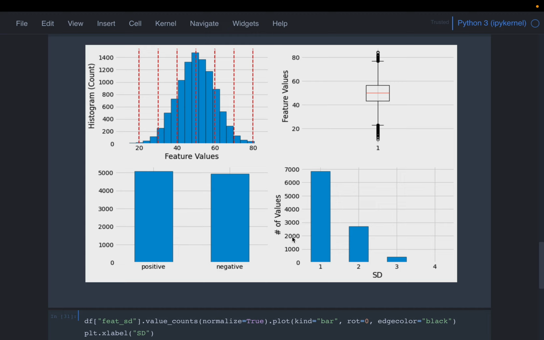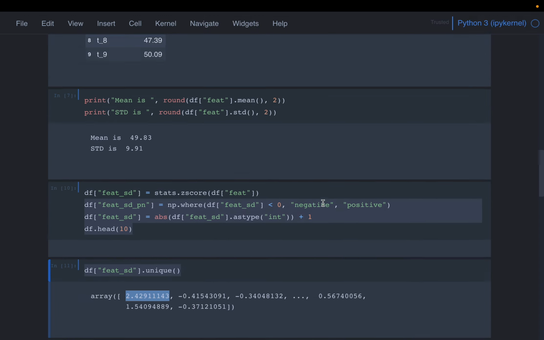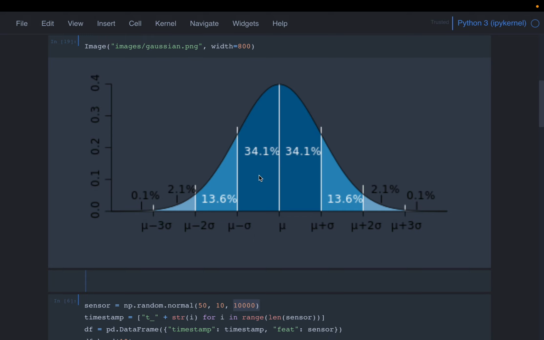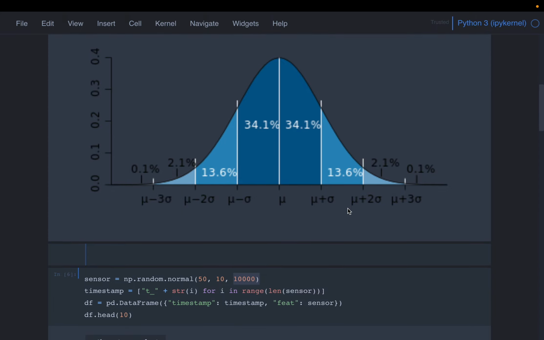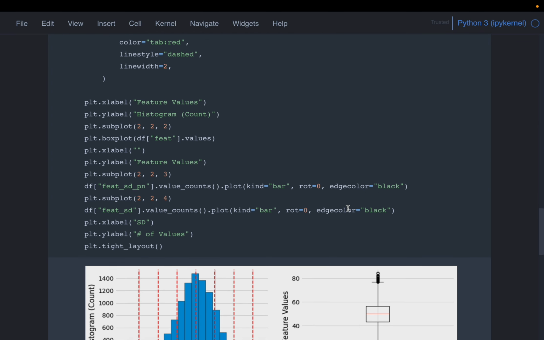Now the actual feature transformation we are doing with this Gaussian binning is this one. We are computing how many values are away from the mean by standard deviations. Out of those 10,000 values, about 6,800 values are within 1 sigma standard deviation. So out of the 10,000 values we generated, 6,800 values are in this dark bluish area. The second region is the 2 sigma width. That would be 13.6 plus 13.6, around 27-28% of values.